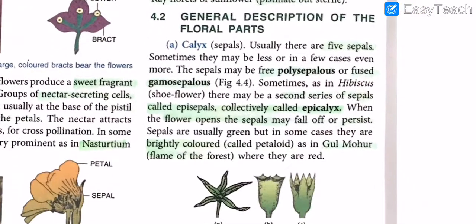Now, next part. General description of the floral plants. So now that we went through all the different types of parts of a plant and the four whorls, right?